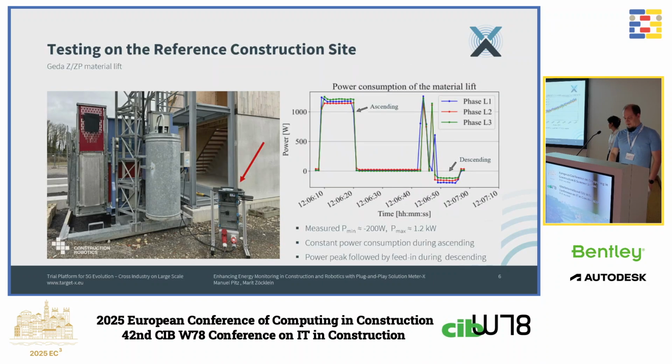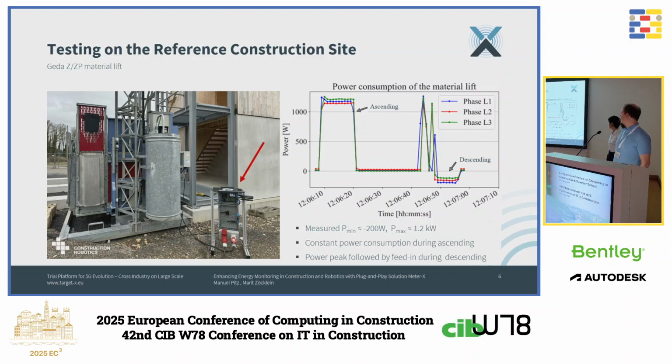Coming to the next one, which is now the use cases that we tested. So we tested 2 use cases, one on the construction side and one in robotics with a robot arm. Here you see the device connected to a Kedar material lift that we then ascend and descend again, empty. And you see that we have all the 3 phases here, and the 3 phases are, as we expect, quite symmetric.